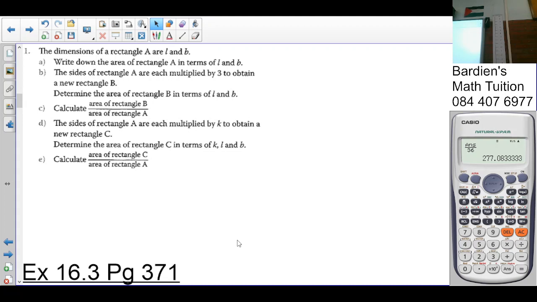Okay, so the dimensions of a rectangle A are L and B. What are dimensions? Lengths. Dimensions are the measurements of the sides. So you've got the rectangle, and the dimensions are the measurements of its sides.